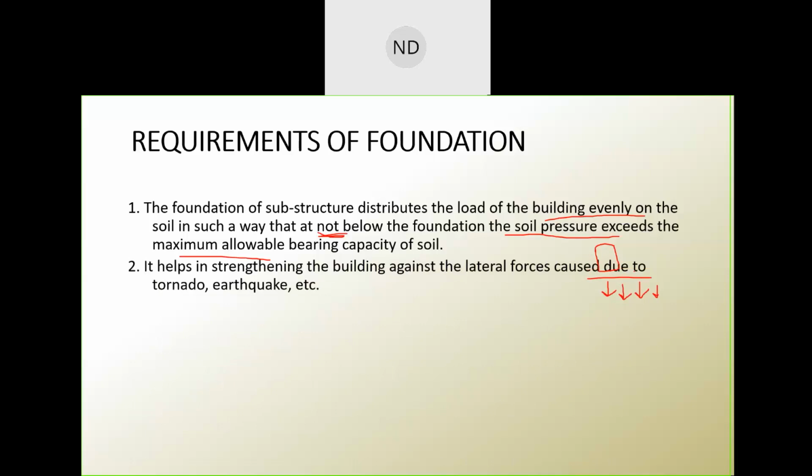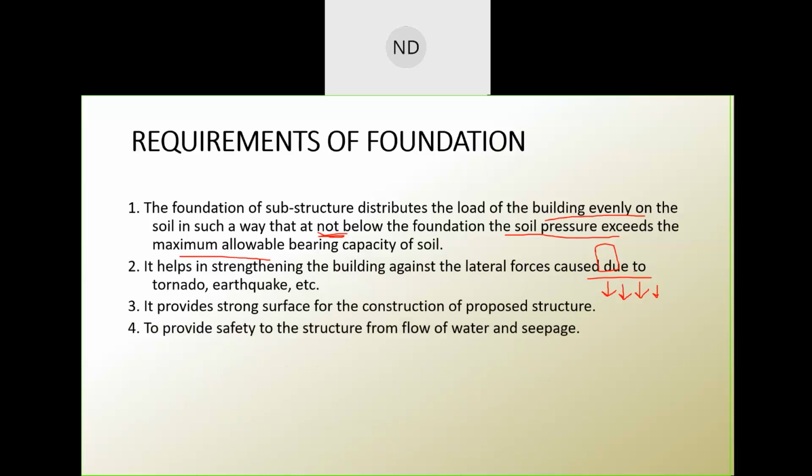Okay, so these things you already know. That's why I said that this is a very simple and easy subject which you already know. Next, it will provide you a strong surface for the construction of the proposed structure. Then it provides safety to the structure from flow of water and seepage. When your foundation is strong, obviously it will help in resisting the seepage of water so that your structure can be held properly in its place and it can take the other loads which it carries, whether live loads or dead loads.